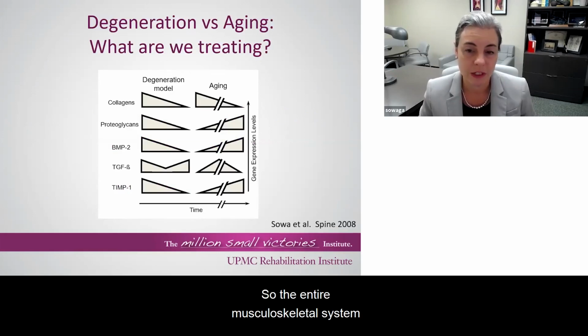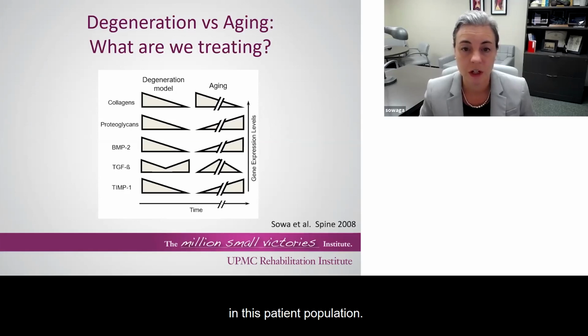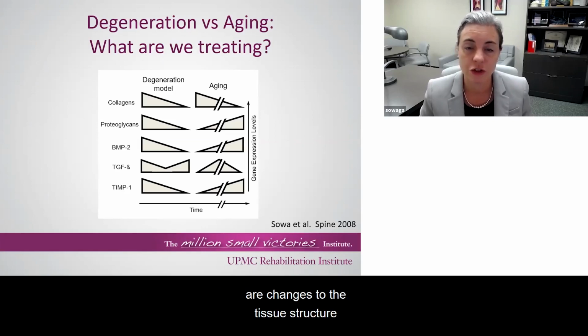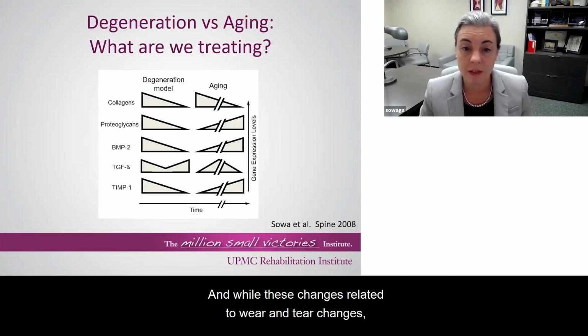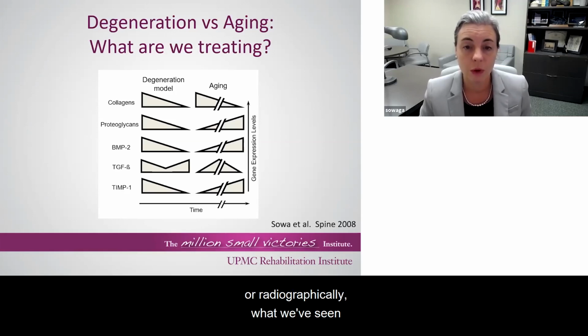So the entire musculoskeletal system undergoes wear and tear changes that accumulate over time and result in degeneration. And this degeneration results in pain and loss of function in this patient population. But what also happens over the same period of time are changes to the tissue structure and function related to natural aging. And while these changes related to wear and tear and age-related changes can look similar histologically or radiographically, what we have seen is biologically, they're quite distinct.